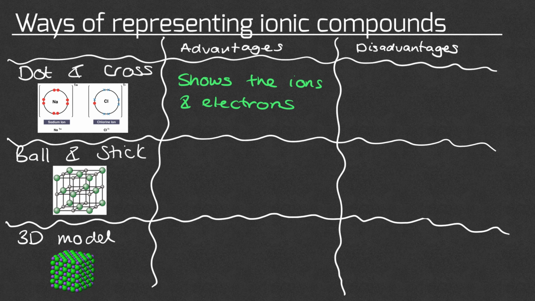The advantage of a dot and cross diagram is that it shows where all the ions are and where the electrons are. A disadvantage is that it doesn't show the structure. If you'd only ever seen a dot and cross diagram, you probably wouldn't realise that ionic compounds had a giant lattice structure like here.